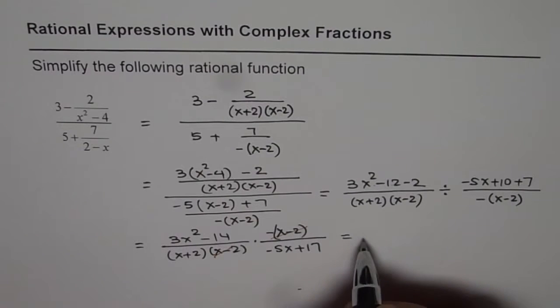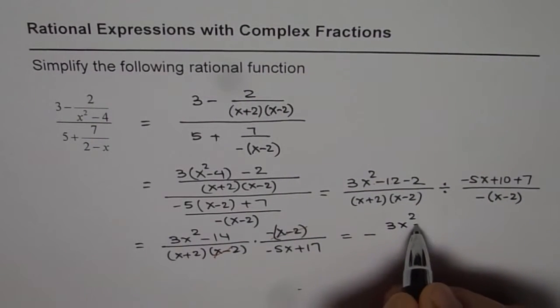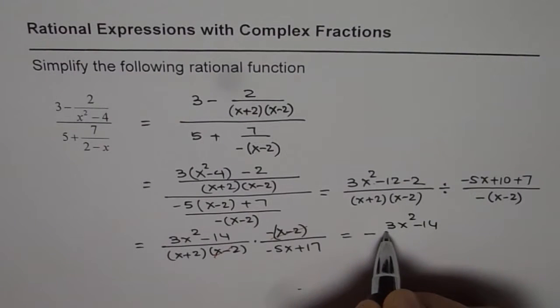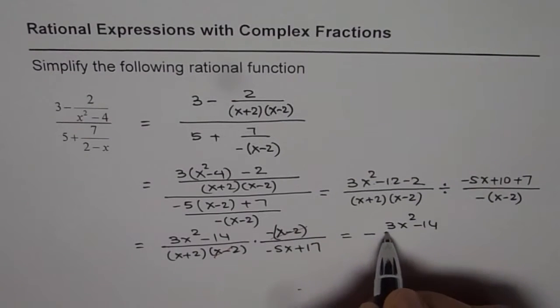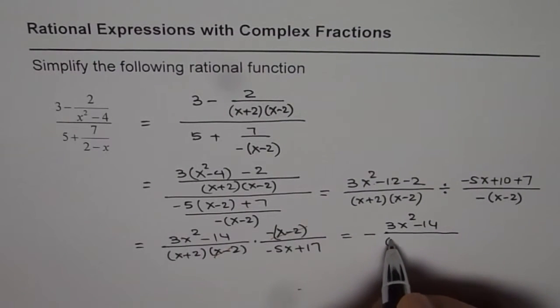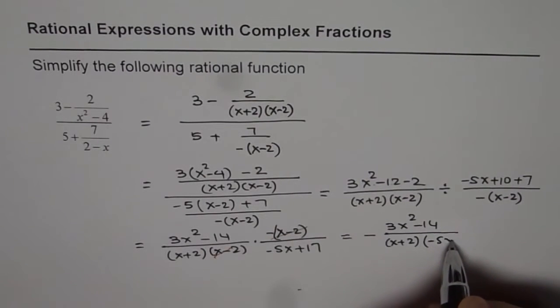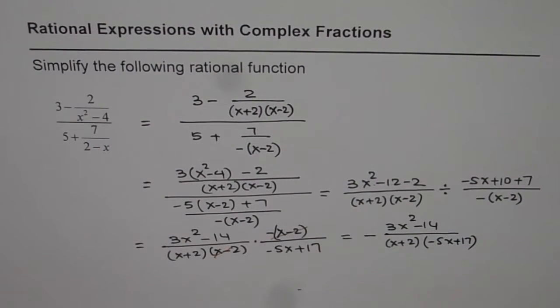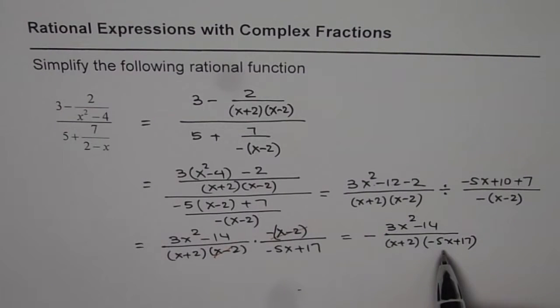So we can write this as negative of 3x squared minus 14 over, so we have two factors in the denominator, so let me write this as x plus 2 times minus 5x plus 17, right? So that is how we can write it. Now we can also do one thing, we can simplify this minus, take care of the minus also, but that's okay.